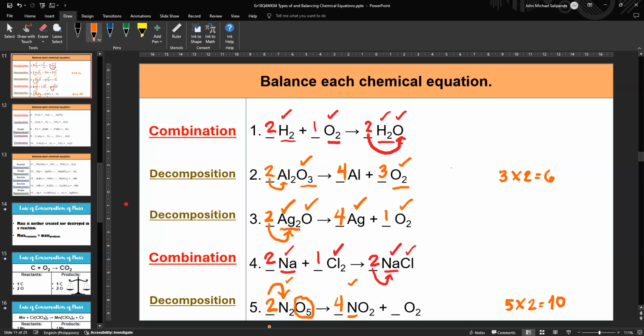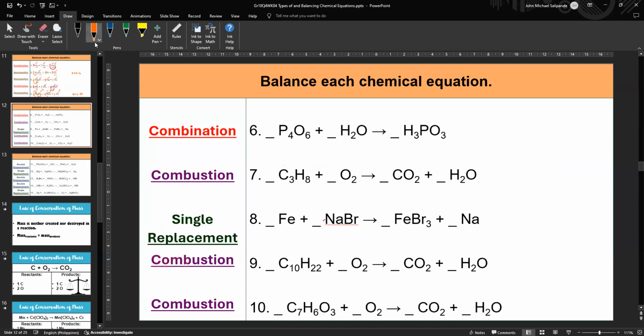How about oxygen? So on the left side, we have 2 times 5 equals 10. And here you have 4 times 2 equals 8. Then here you have 2 oxygen atoms. So you have 10 on the left and then 8 plus 2 equals 10 on the right. So that means this equation is now balanced. And let me just add number 1. All right, let's move on to number 6.